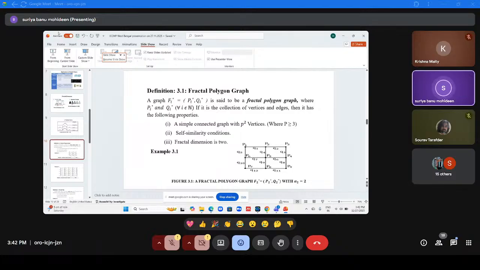The second condition is the self similarity condition. The third one is that the fractal dimension is 2. When the three conditions are satisfied along with the graph condition, that is the collection of vertices and edges, then we can say that the graph is a fractal polygon graph. I can give some examples. Example 3.1, a fractal polygon graph with alpha 2 is equal to 2. Alpha 2 is equal to 2 means that in the iteration the square can be divided into two parts. Here alpha is equal to 2.